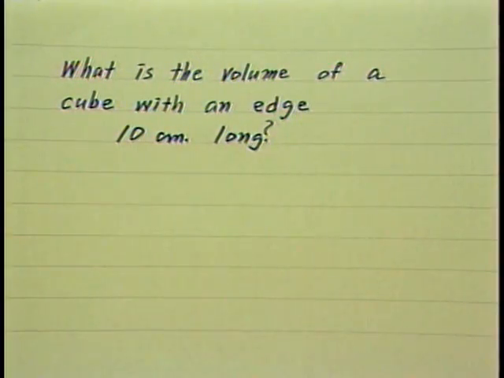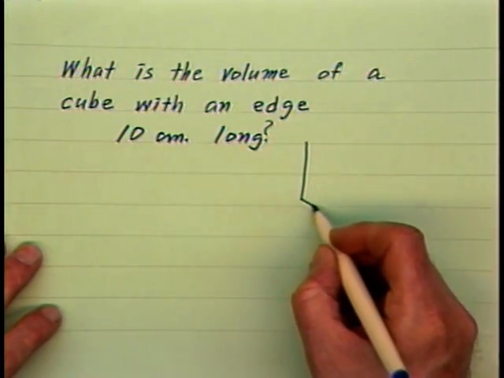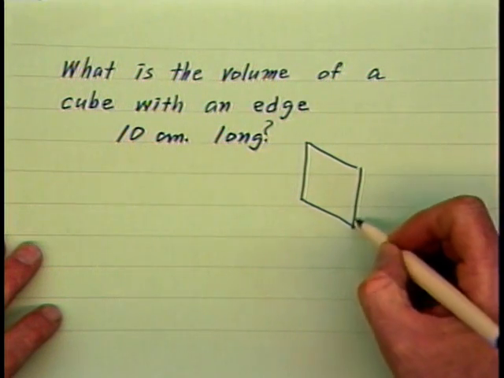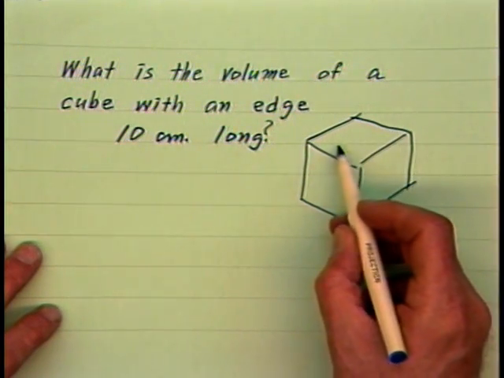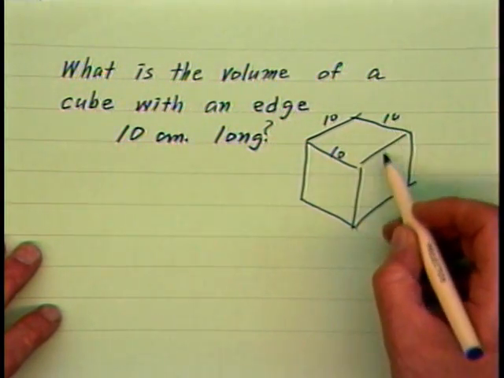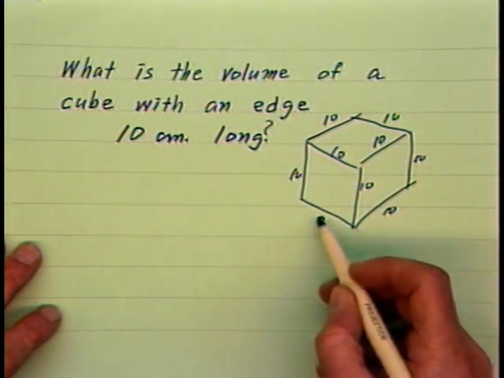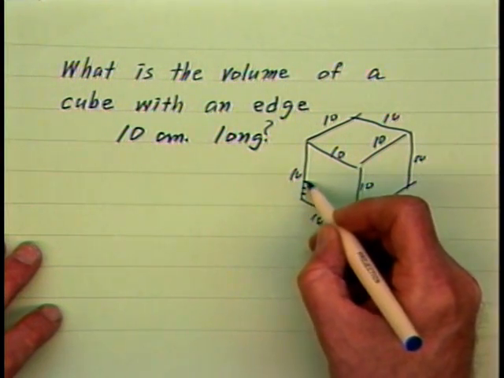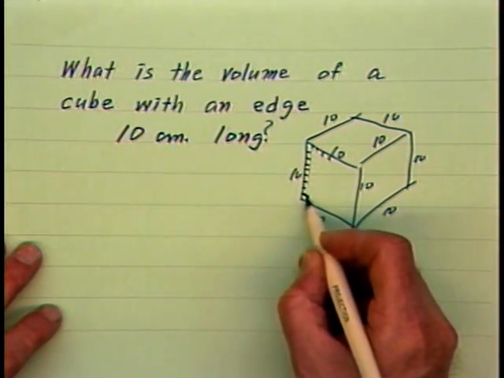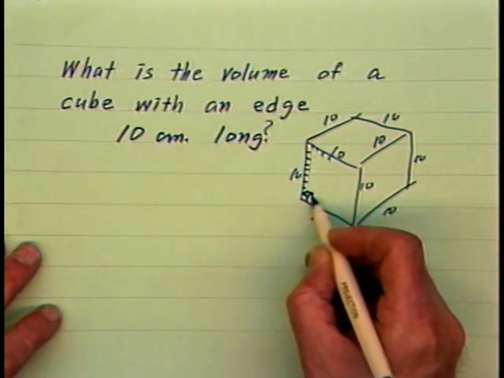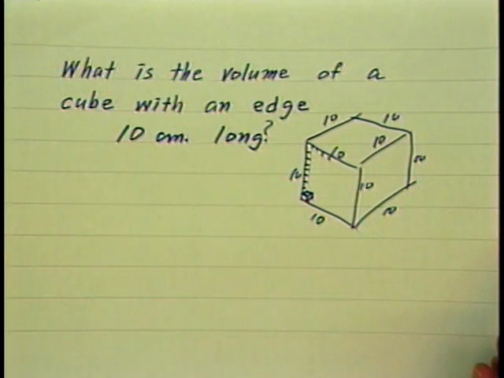So if somebody were to ask what is the volume of a cube with an edge 10 centimeters long, that means I have a cube, which means all of the faces are equal, and the length of every single edge all the way around is 10. So I have 10 centimeters going up, 10 going across, and if we were to draw one little tiny cubic centimeter here, we're asking how many of these are in the whole large cube.